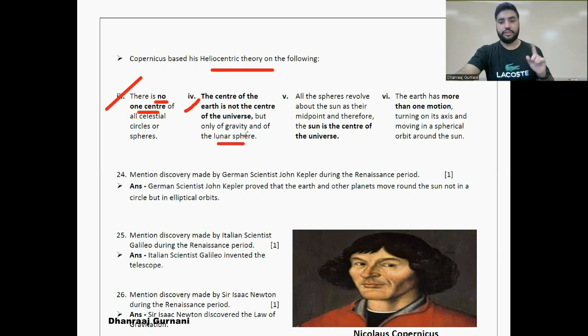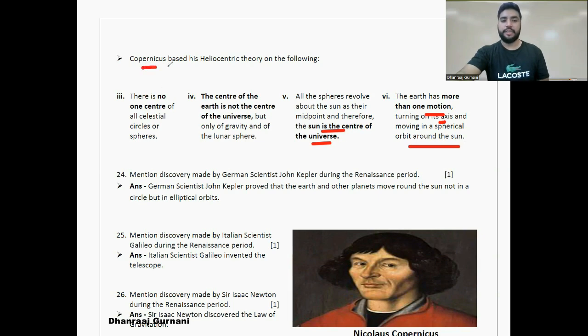Basically, the center of the earth is not the center of the universe. The center of the universe is the sun. That's what it said here. All the spheres revolve around the sun and their midpoint, and therefore the sun is the center of the universe. And lastly, the earth has more than one motion, which you've already learned, revolution and rotation, that is turning on its axis and moving around a spherical orbit around the sun. That is revolution and rotation.